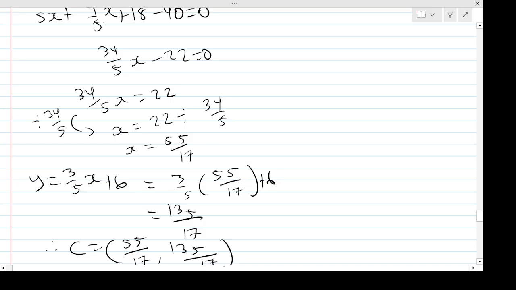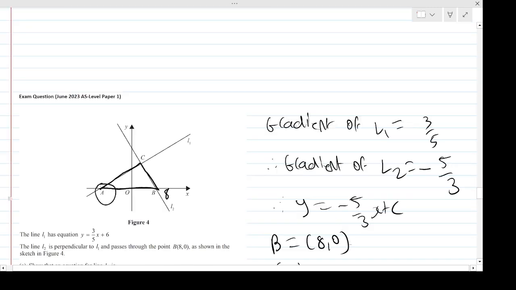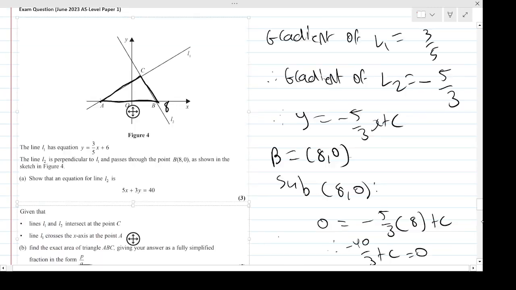Cool. Should make that a bit clearer, that's a 5. There we are, great. So that's our C coordinate. Now I need to find the A coordinate, because that's part of the triangle. So A, well, what's special about A? It's on the x-axis, right? So we know that y is 0. So let's deal with that.